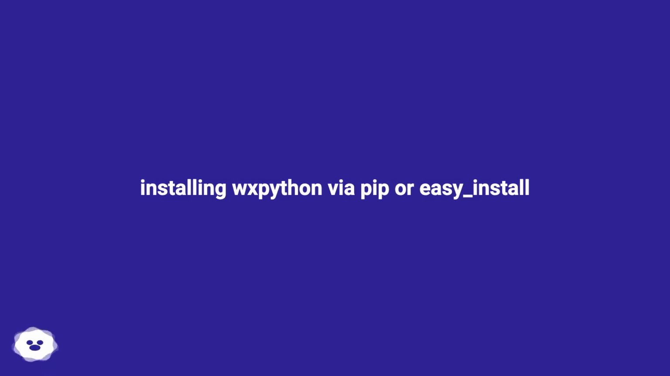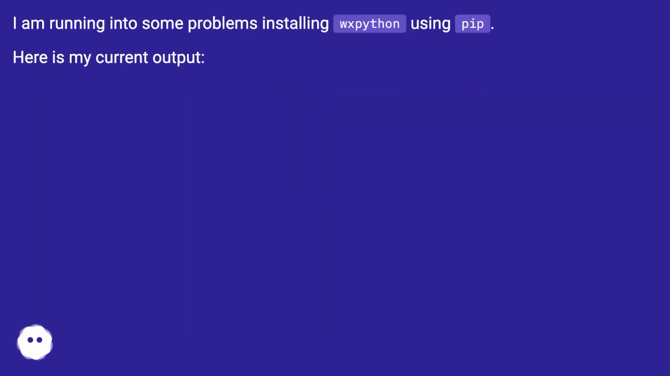Installing wxPython via pip or easy_install. I am running into some problems installing wxPython using pip. Here is my current output.